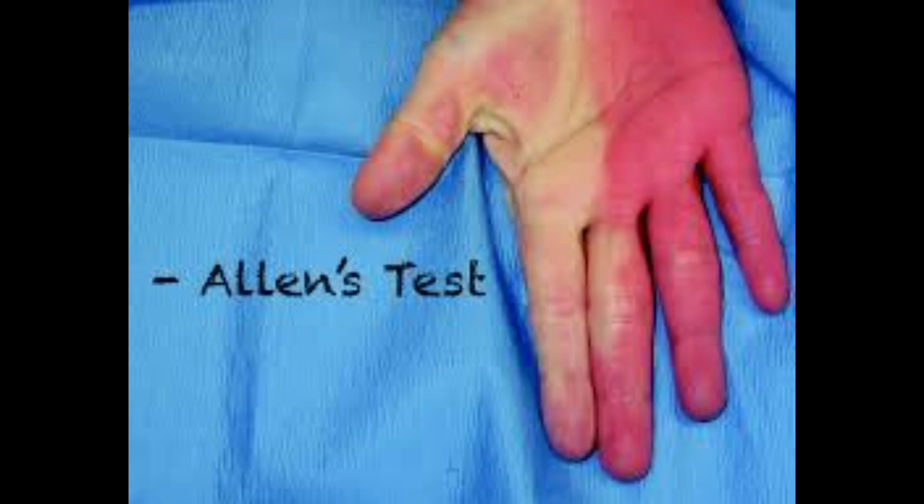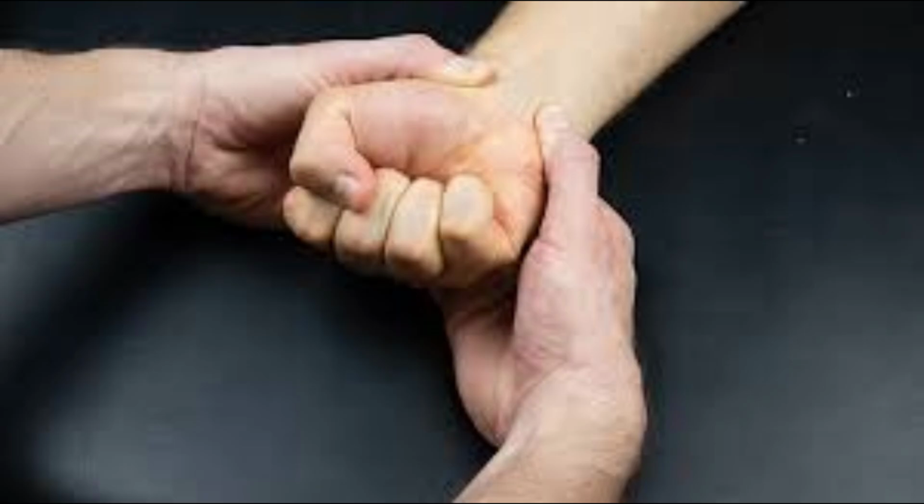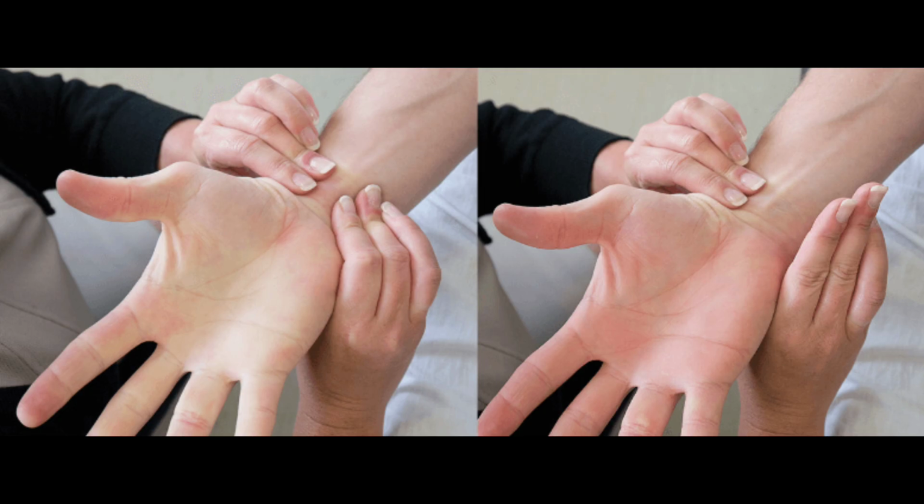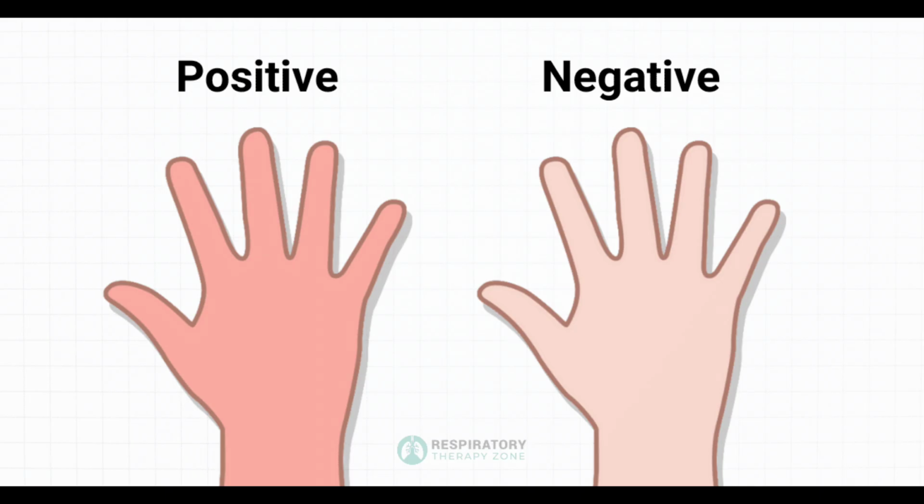Before inserting an ART line in the radial artery, we always perform an Allen's test to check collateral circulation from the ulnar artery. Here's how it's done. Ask the patient to make a fist, compress both the radial and ulnar arteries. Have the patient open their hand, the palm should be pale, and release only the ulnar artery. If the hand pinks up within 5 to 10 seconds, circulation is good. If not, we avoid using the radial artery and choose a different site.